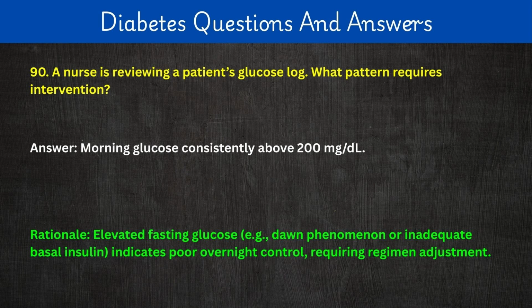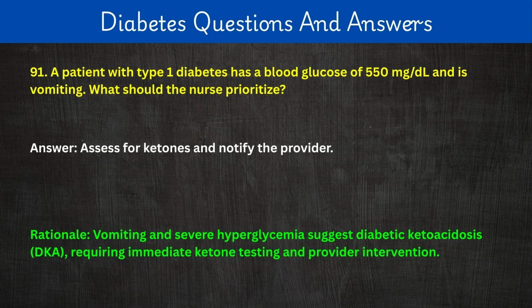Rationale: elevated fasting glucose, e.g., dawn phenomenon or inadequate basal insulin, indicates poor overnight control, requiring regimen adjustment. 91. A patient with type 1 diabetes has a blood glucose of 550 milligrams per deciliter and is vomiting. What should the nurse prioritize? Answer: assess for ketones and notify the provider.